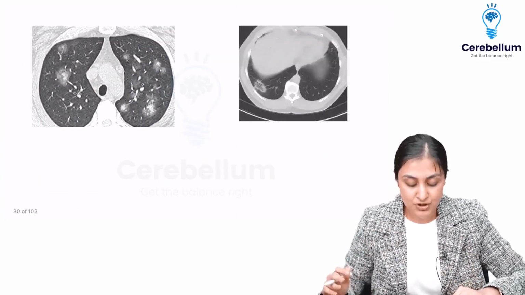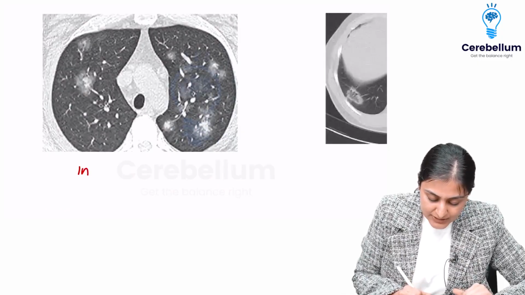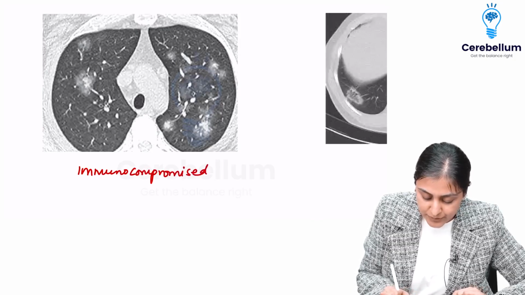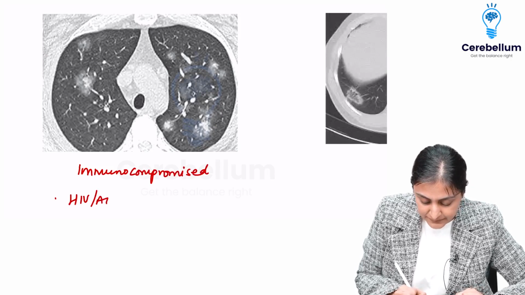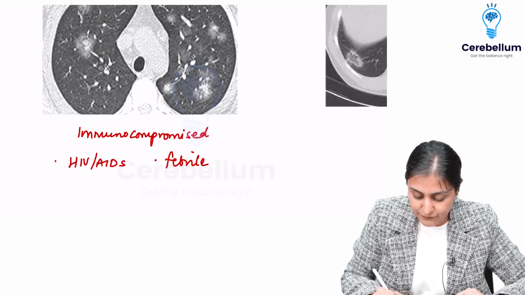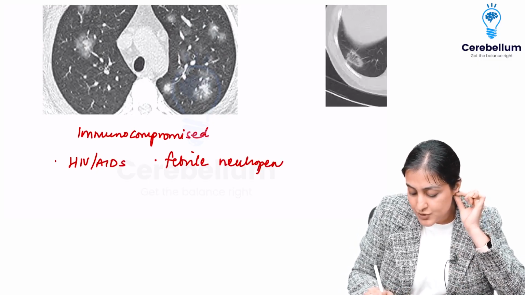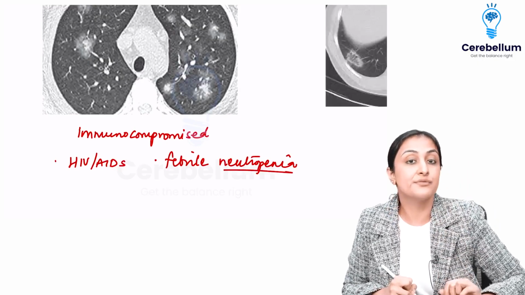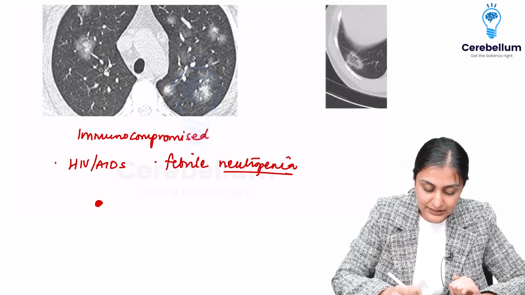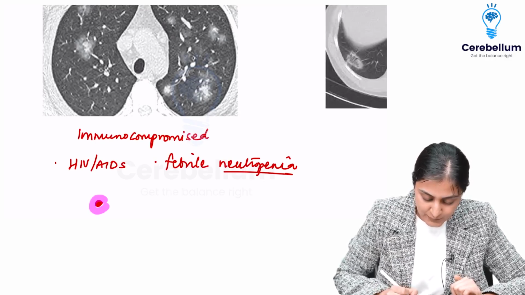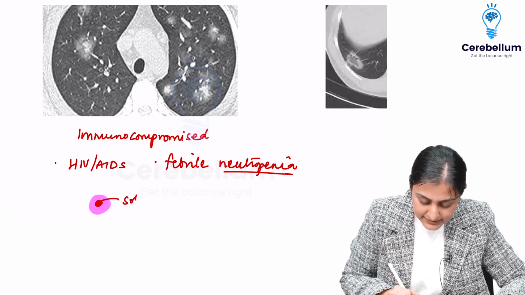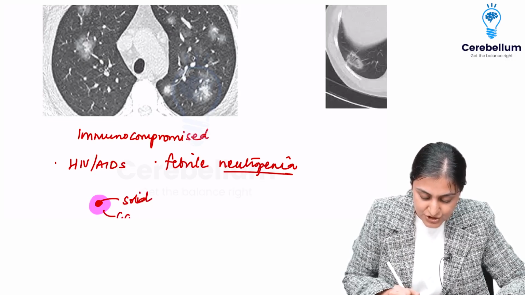Look at the next image. This is where they will tell you that this patient is immunocompromised. Either they will give you a person who's having HIV/AIDS, or this person is on chemotherapy. They use a term called febrile neutropenia. So a neutropenic patient who has fever, and you see this CT where you can see a solid nodule with surrounding ground glass opacity. So look at this. Center is solid with a peripheral GGO.